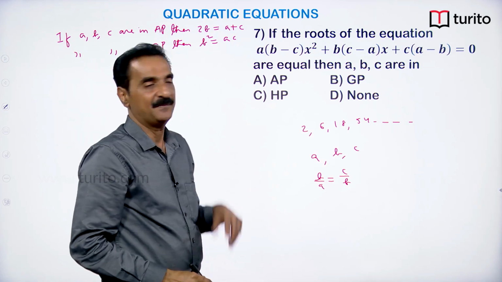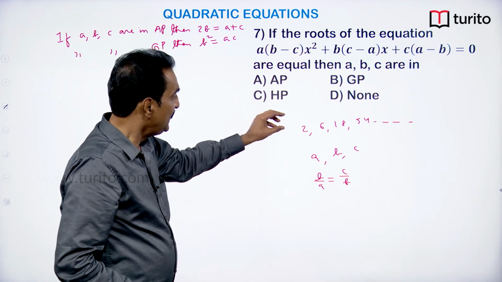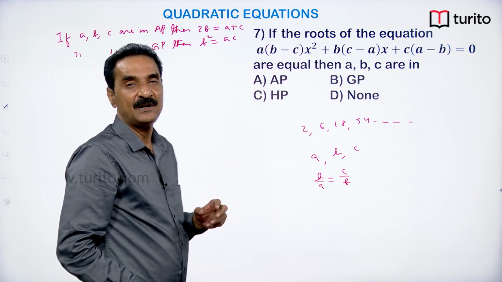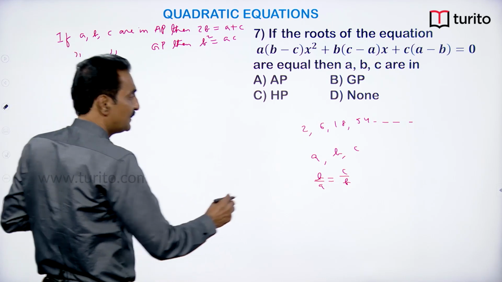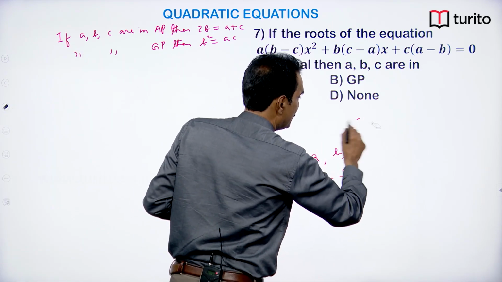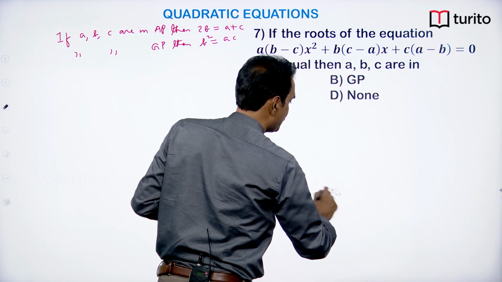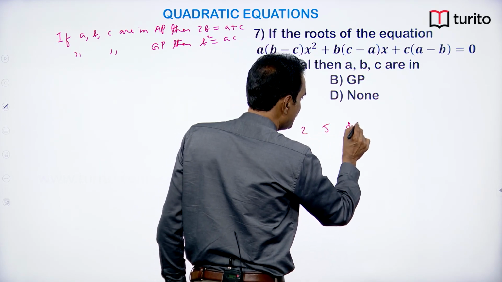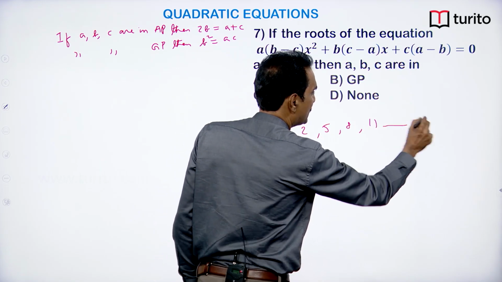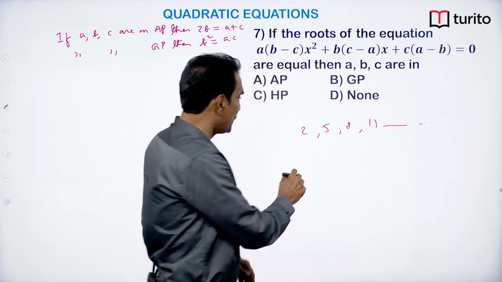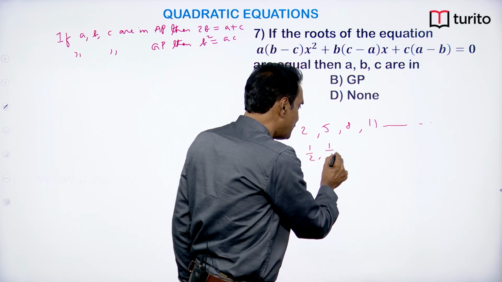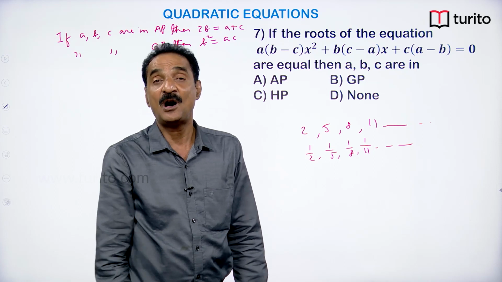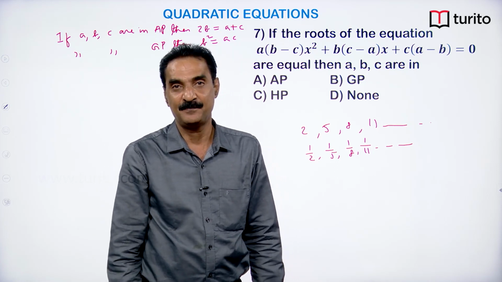Similarly, what is HP? If you take reciprocals of the terms of an arithmetic progression, the series is called HP. You take AP first, some 2, 5, 8, 11 and so on. This is AP. If you take reciprocals, 1 by 2, 1 by 5, 1 by 8, 1 by 11 and so on. This series is called harmonic progression or HP.